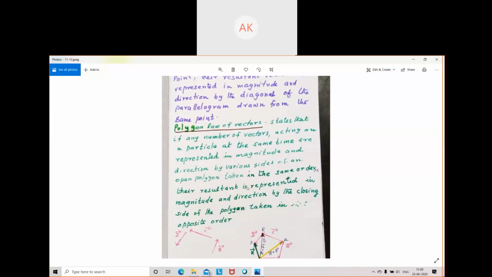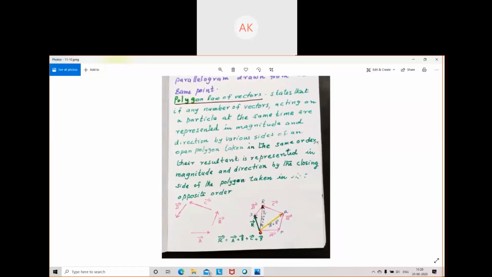So the two statements we have studied are the triangle law of vector addition and the parallelogram law of vector addition, for adding two vectors. But if a number of vectors are there, not just two, for example vector A, vector B, vector C, vector D, then how will you find the resultant? For that we use the polygon law of vectors.